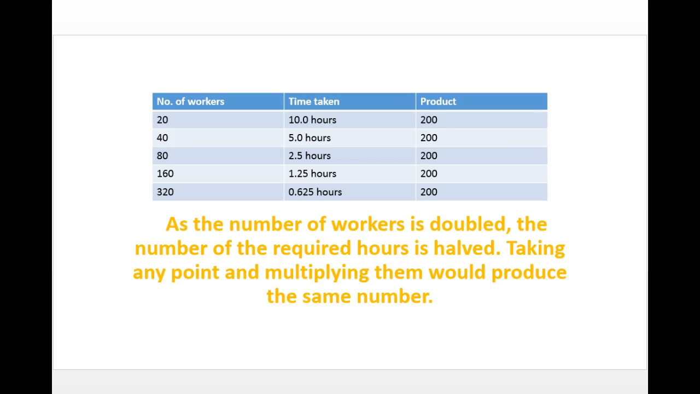So here we have an example. The number of workers doubles every time it increases: from 20 to 40, 40 to 80, then 80 to 160, then 160 to 320. At the same time, the number of hours taken decreases. It goes from 10 hours to 5 hours to 2.5 hours to 1.25 hours to 0.625 hours. And notice that when you multiply those two numbers, you always end up with the same product. In this case, it is 200.